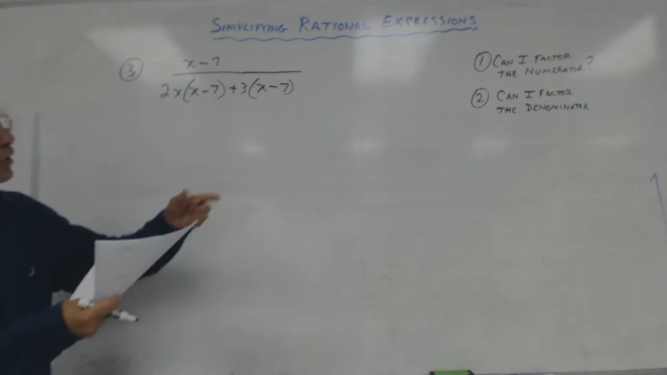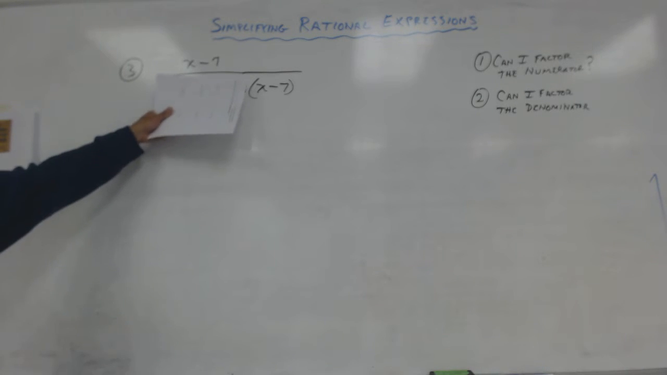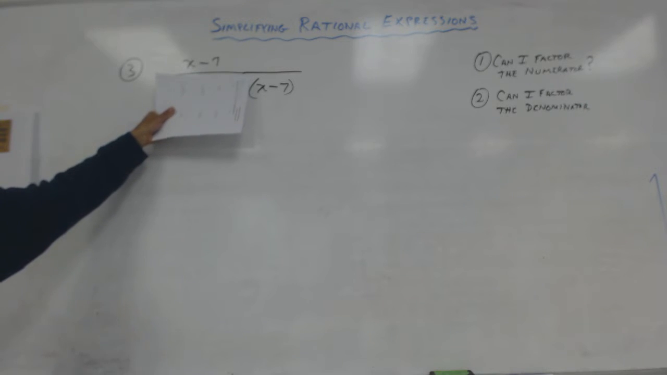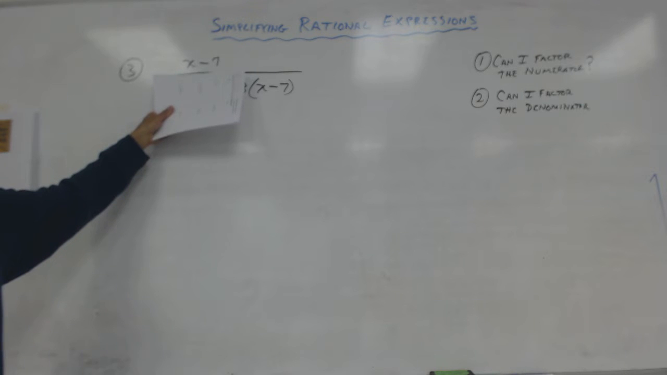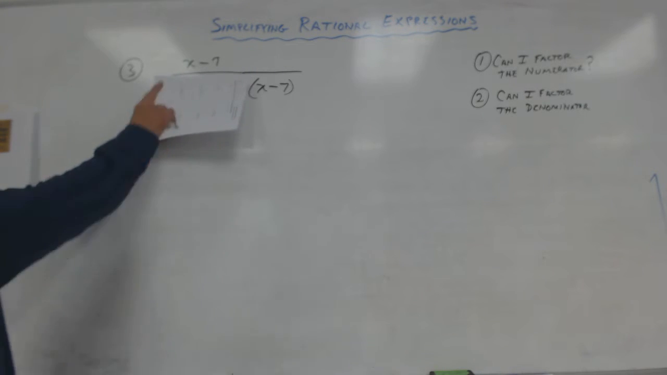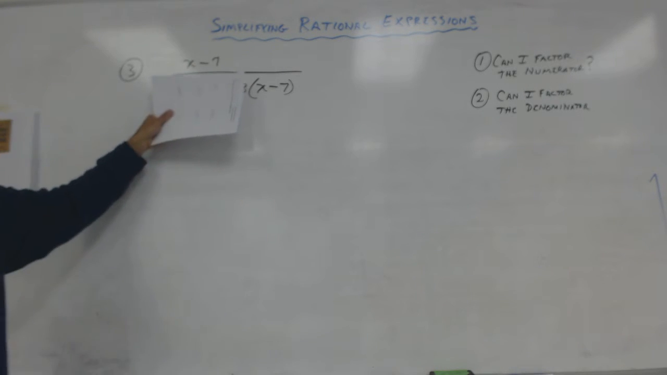Okay, so we're going to use our same rule. Can I factor the numerator? Yes, completely ignore the denominator. No. Nothing I can do, right? x minus 7. There's no common factor between the two. There's nothing I can do.